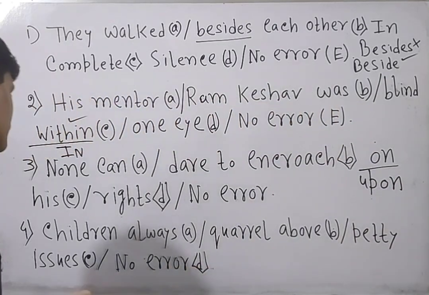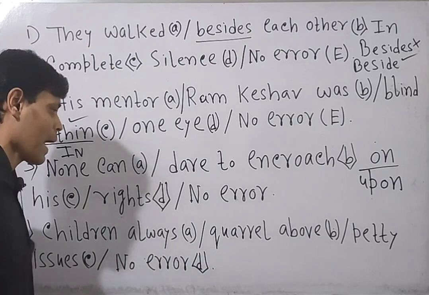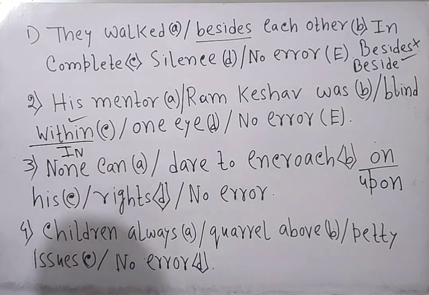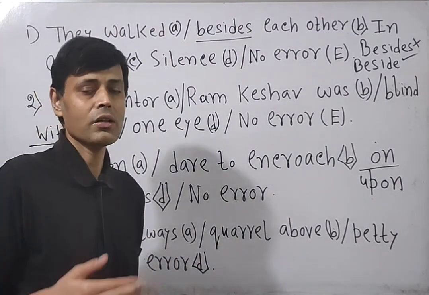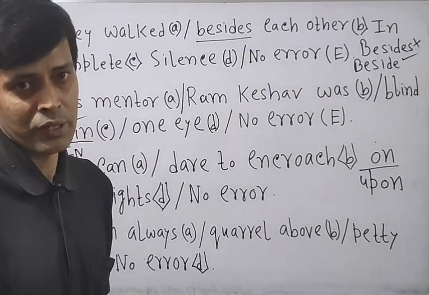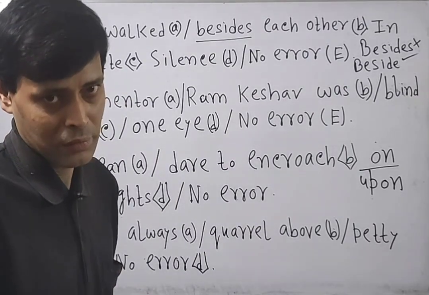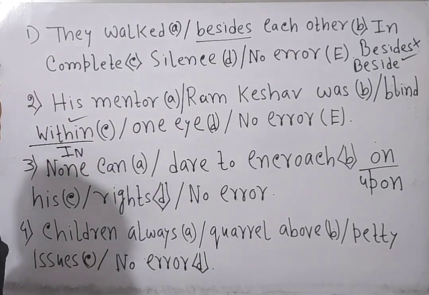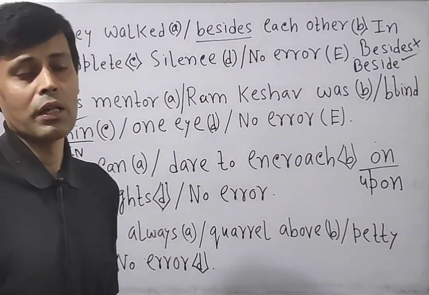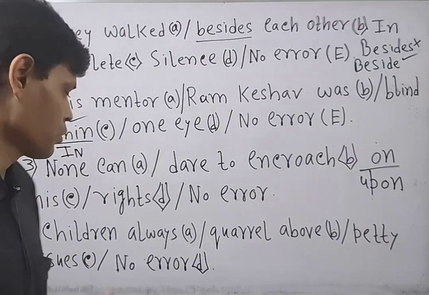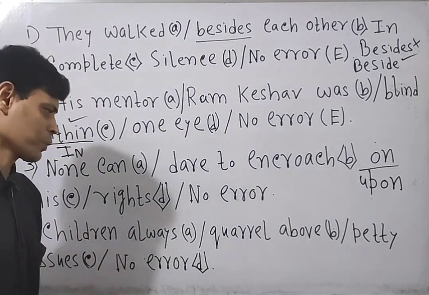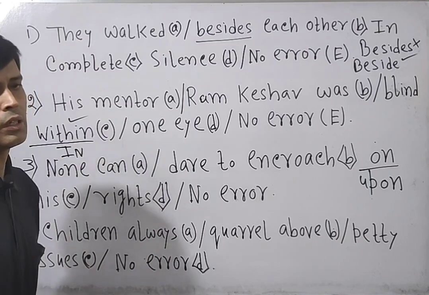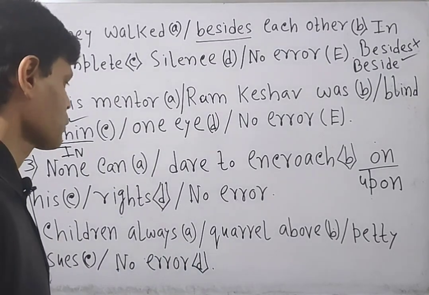Now go next. Children always quarrel about petty issues. Petty issue means inconsequential or less important, minor issues. Children, no problem. Always is considered an adverb of time. So the placement of always is quite okay. Quarrel, no mistake in the spelling of the word quarrel.